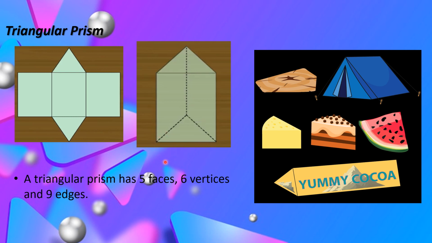Now this triangular prism has 5 faces, like 1, 2, 3, 4 and 5 faces, and 6 vertices: 1, 2, 3, 4, 5, 6. And 9 edges. Edges, see here: 1, 2, 3 edges, 4, 5, 6, 7, 8, 9. 9 edges. Understood what a triangular prism is? Okay, even you can do this.